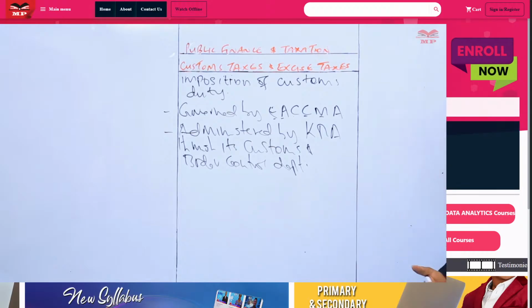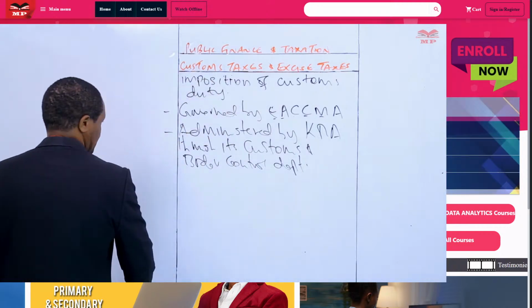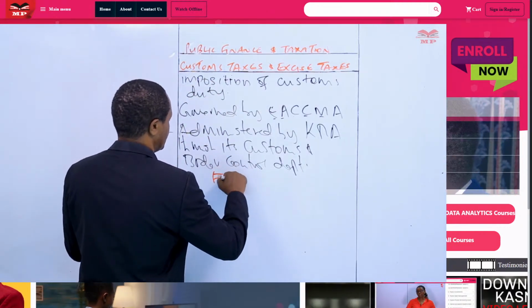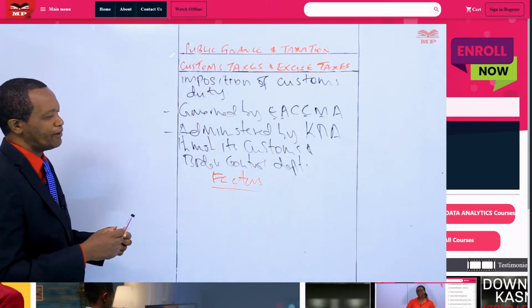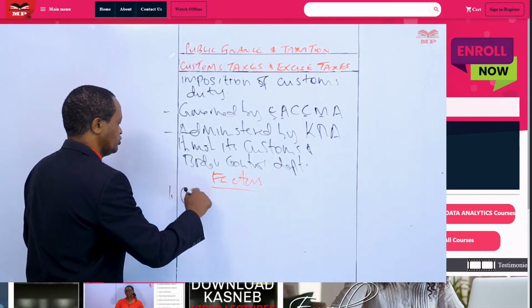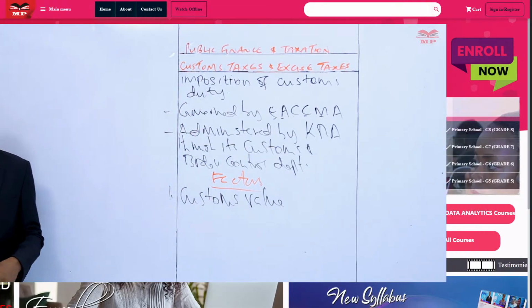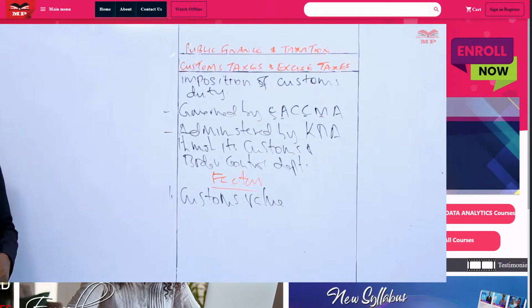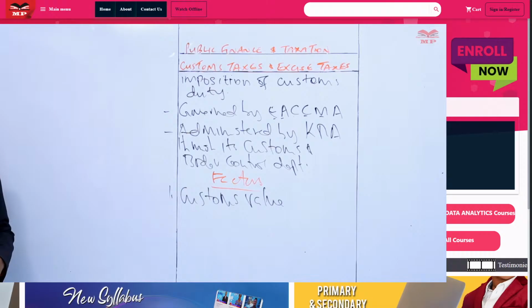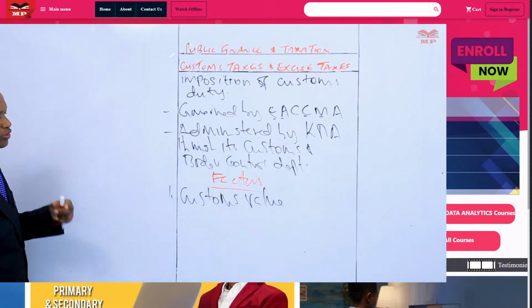The amount of customs payable is determined by several factors, one being the customs value. This is generally based on the price paid or payable for the imported goods, including the cost of the goods, insurance, and also freight. So the value of the goods determines the customs duty or taxes to be paid.